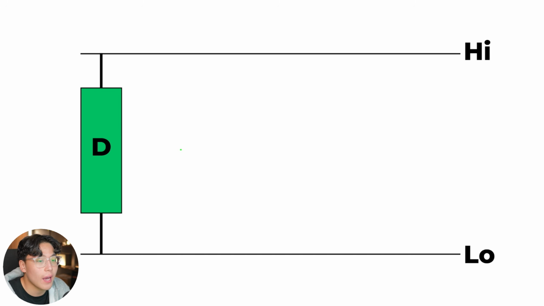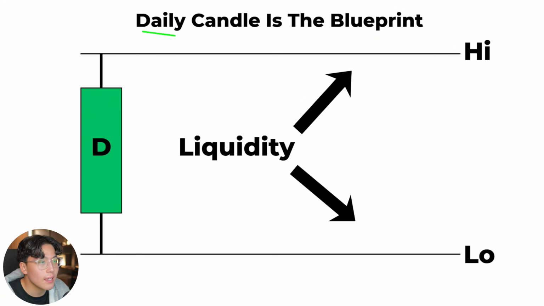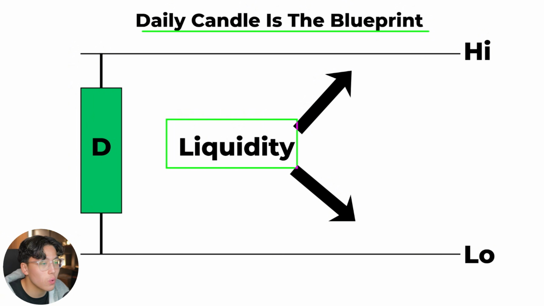And right here, what we have is one candle. And the candle that we have is a daily candle. And this daily candle is very important when it comes to trading. And what we want to be focusing on primarily is the highs and lows of the daily candle. The daily candle is the blueprint. And the reason why this is so important is because there's liquidity resting above your previous day high along with the previous day low. So there's a lot of liquidity resting above and below these levels. So that's why this daily candle is very important.